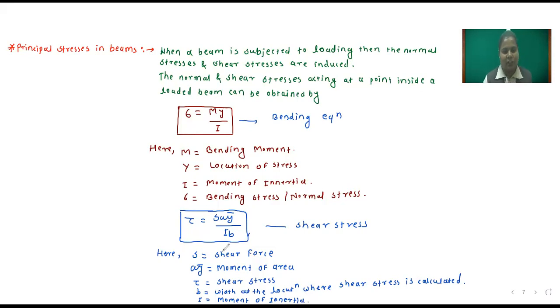Okay, so this is the shear stress formula: tau equals S A y bar divided by I B. Here S is the shear force, A y bar means moment of area, and tau is the shear stress.